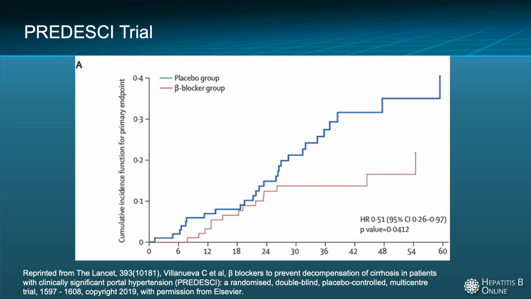The difference was mainly due to a difference in the appearance of ascites, with 20% seen in the placebo group and only 9% in the non-selective beta blockade group. The one caveat to the study was that CSPH was determined by hepatic venous pressure gradient, and patients were not selected for inclusion by non-invasive means.